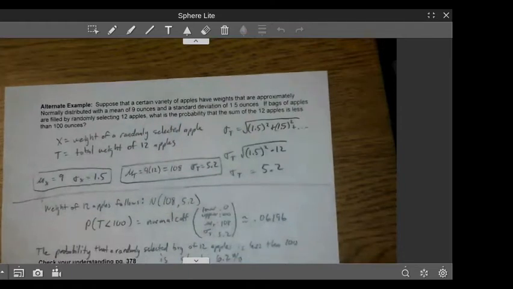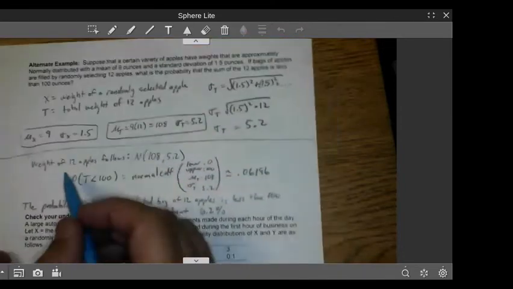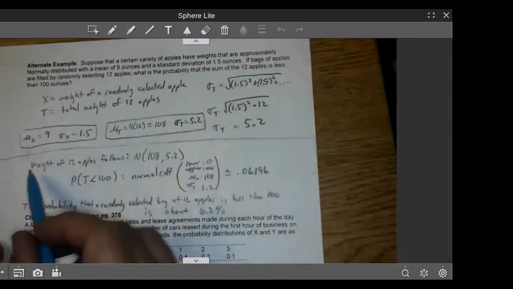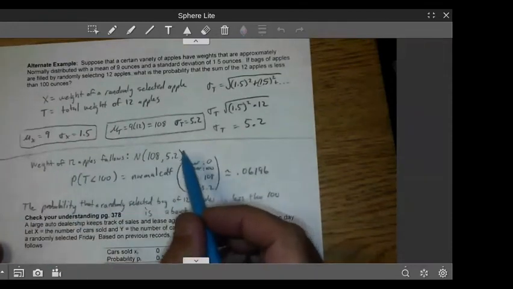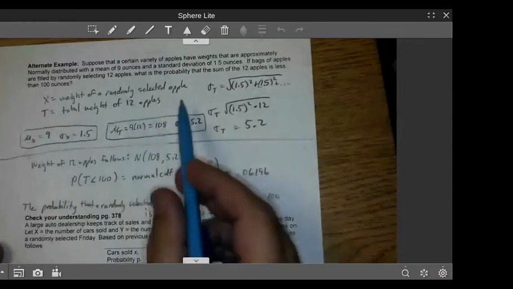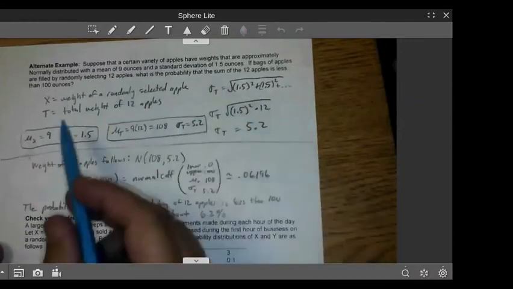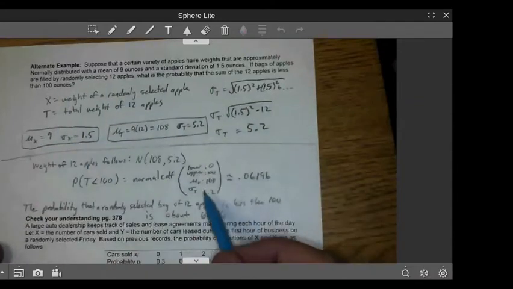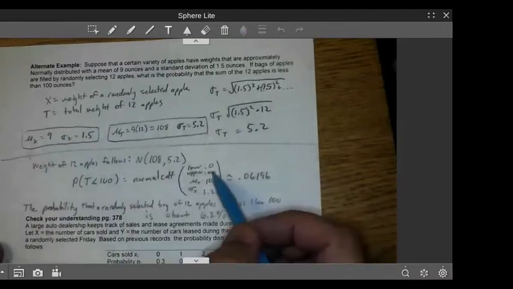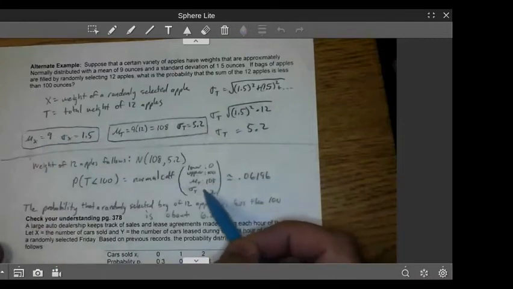What is the probability that it'll be less than 100? Okay, so then it's state, do, conclude. State the distribution. We already defined the variables up here, and then we had to calculate what this new mu and sigma is going to be. I can't use this number here with the 12 total.